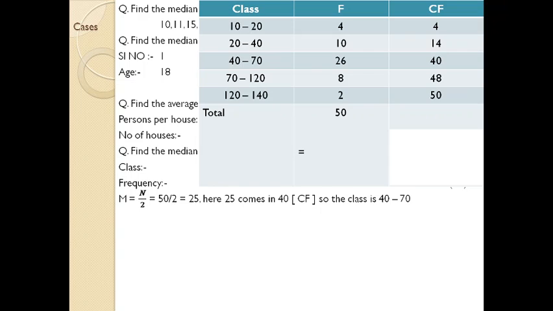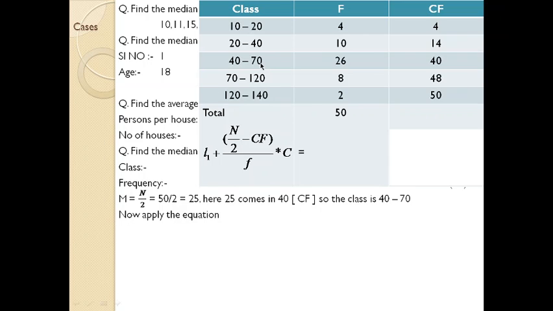In the previous class we learned that in order to find a median in case of a continuous series, you have to use a particular equation like this. And in order to use this equation, you need to identify the particular class in which the median value comes. So here we have selected that 25 comes under 40, so the class will be 40 to 70.